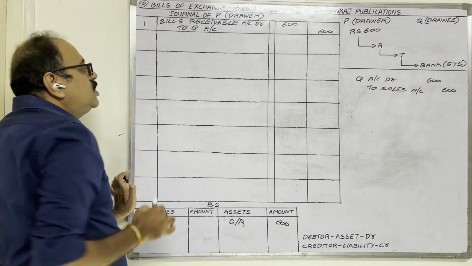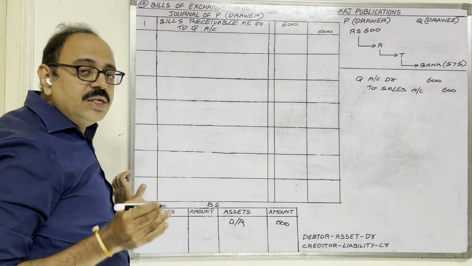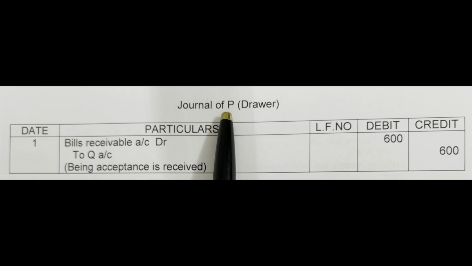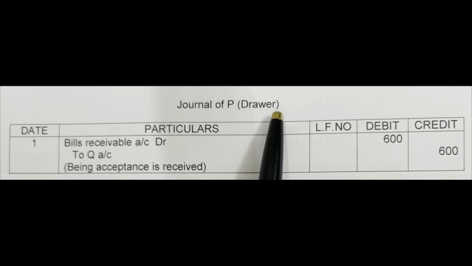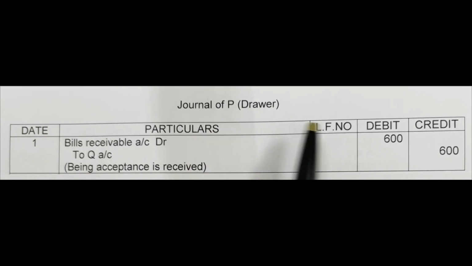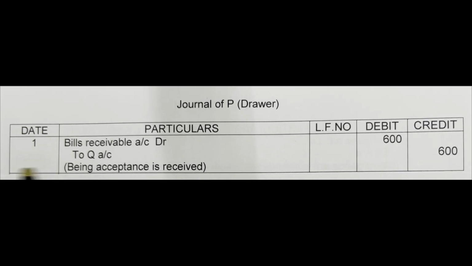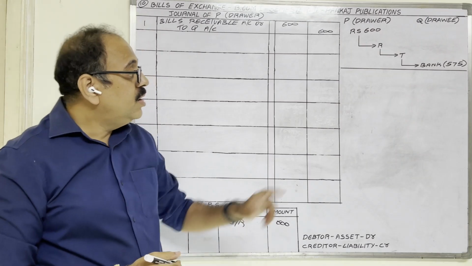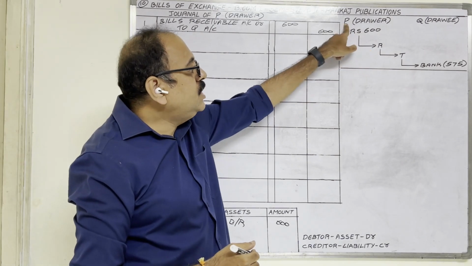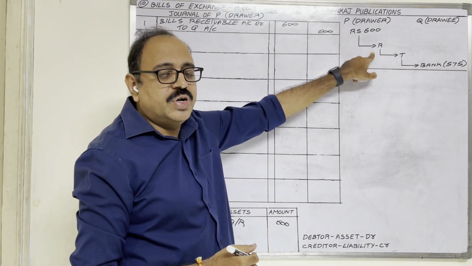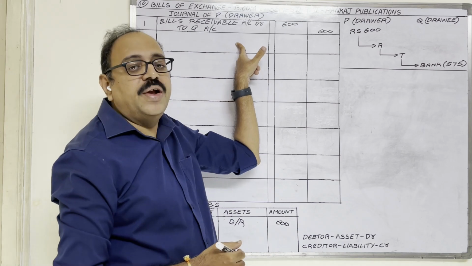In the date column, instead of writing dates, simply write serial numbers. Journal of P. In brackets mention that P is a drawer. Date, particulars, LF number, debit, credit. First entry: bills receivable account debtor to Q account, 600. Being acceptance is received. Next entry is for endorsement. P is endorsing the bill to R. For that endorsement, we have to write the second entry.